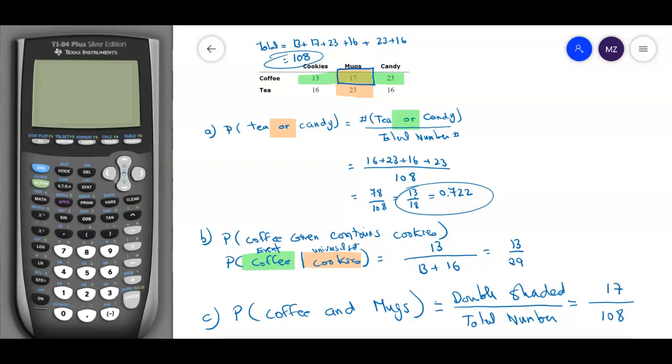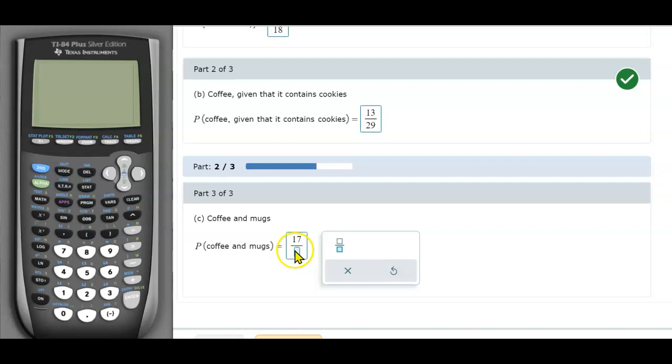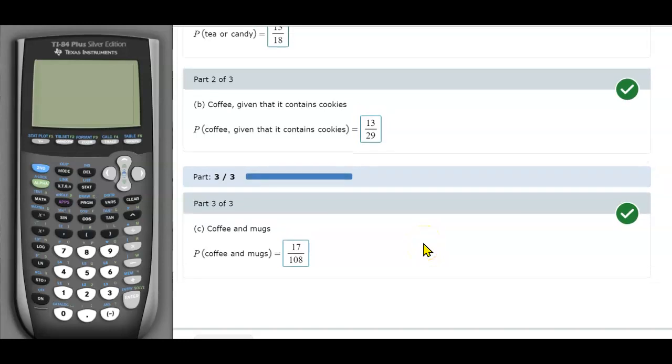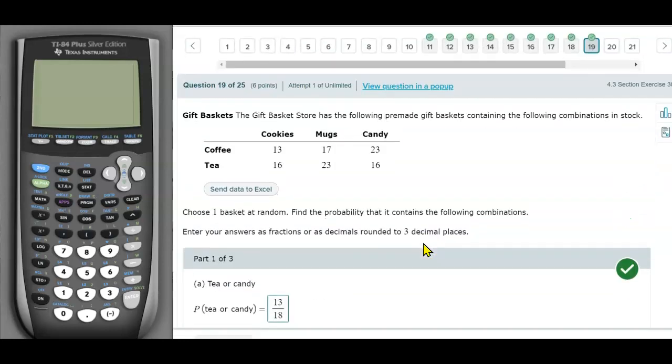And again, I don't know whether it's reduced or not. 17 is a prime number, so yeah, that's a reduced fraction, right? So then let's go back and plug it in. All right, 17 over 108, let's check it. And that's correct. Great. We're done with number 19 then.